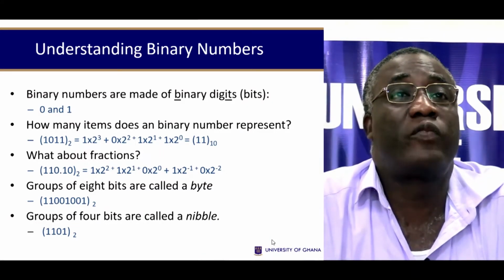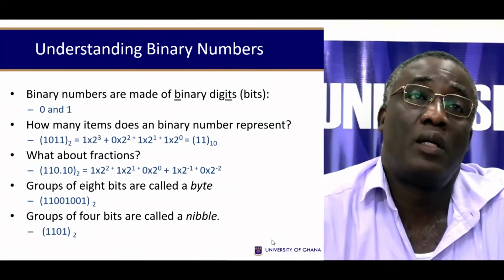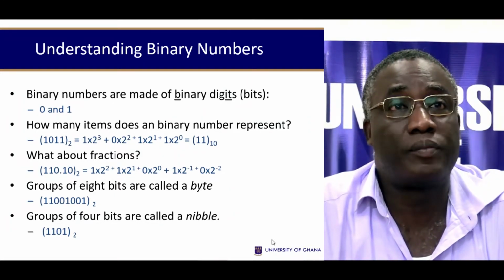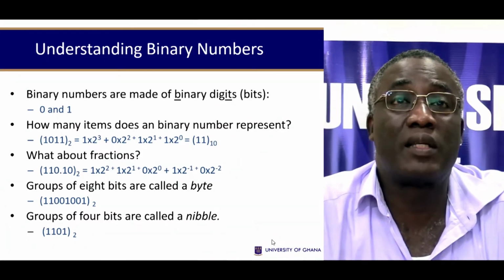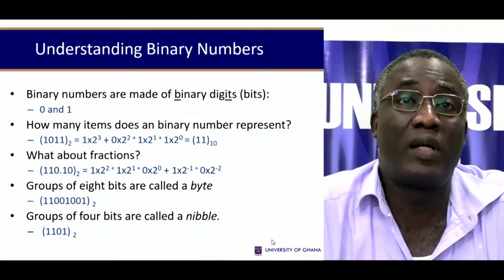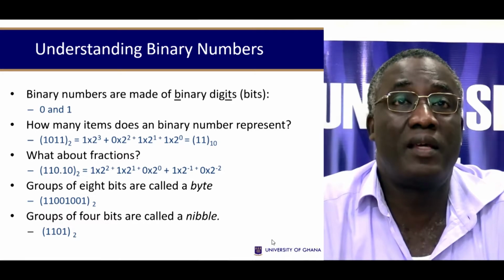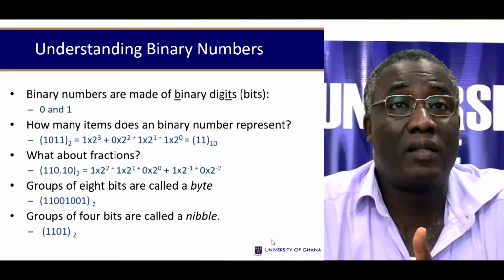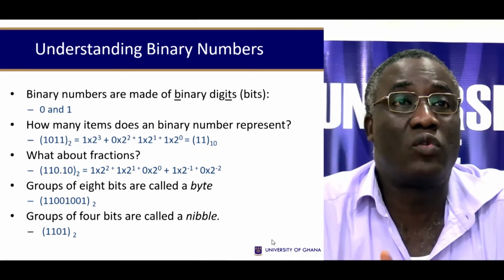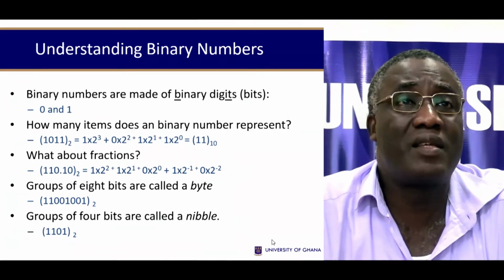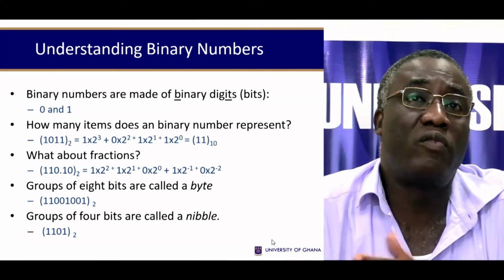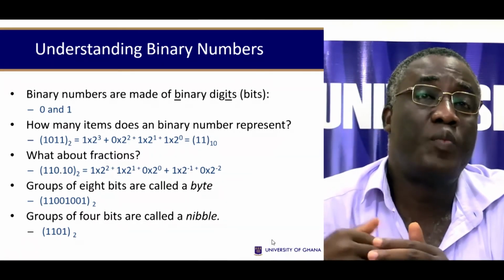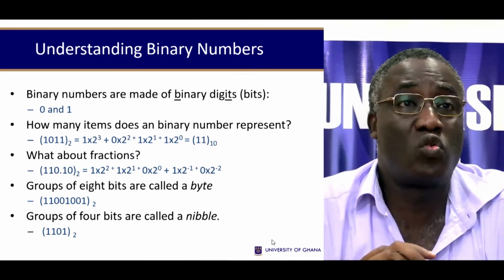Now, if you perform these calculations, you realize that it actually works out as 11, because 2 to the power of 3 is 8, 0 times any number will be a 0, and then you have 2 to the power of 1, which is 2, so 8 plus 2 is 10, and then 2 to the power of 0 is a 1, times a 1 is a 1, plus 10 gives you 11. So the number you have as 1011 base 2 is actually equivalent to 11 in base 10. The same way, you can convert fractions. So fractions will be 2 to the power of minus 1 and 2 to the power of minus 2.